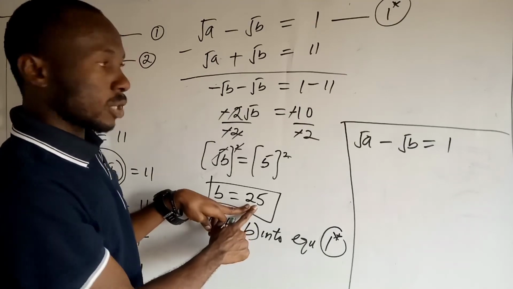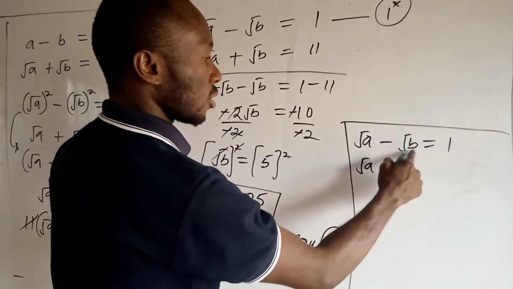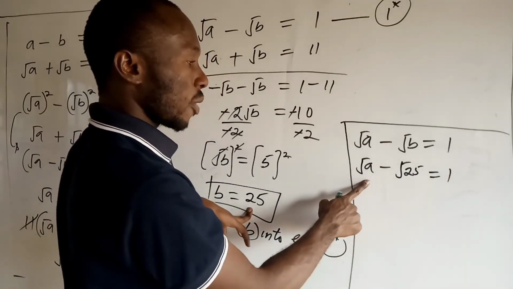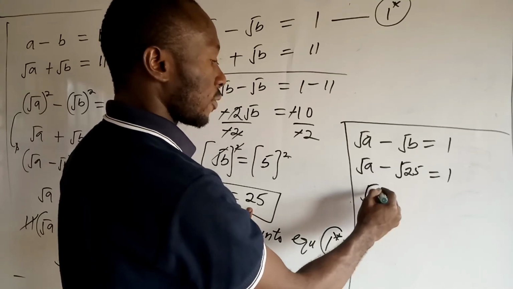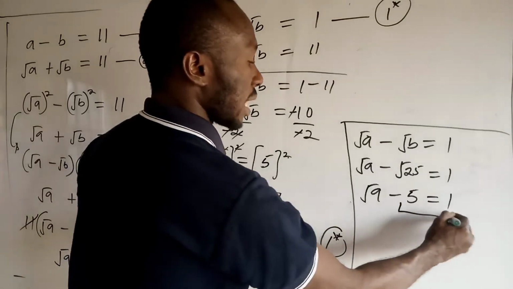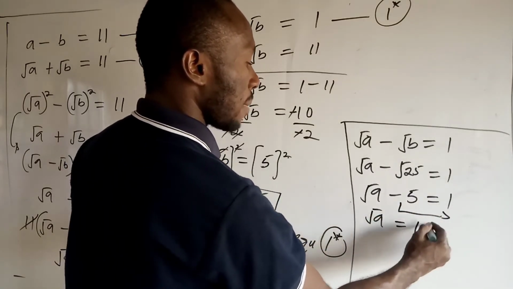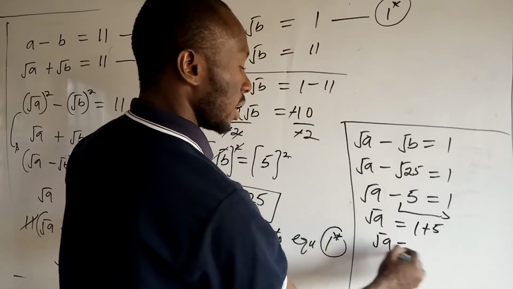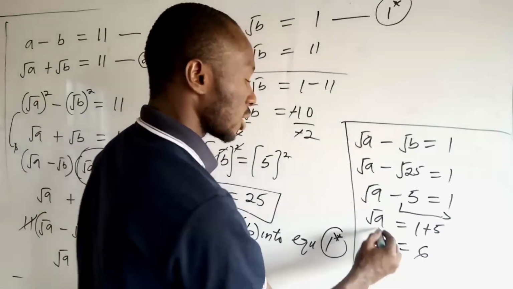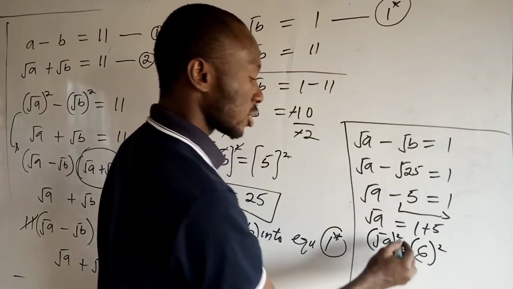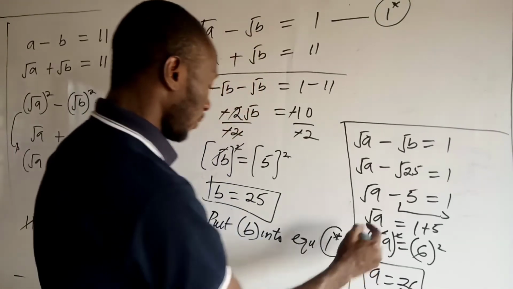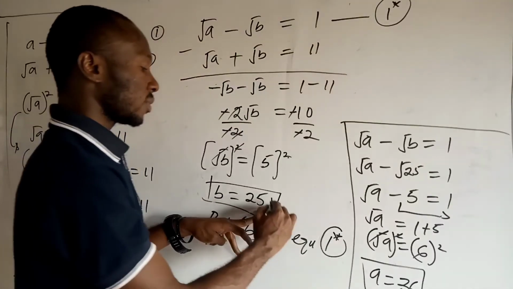B is now 25, so I have root A minus the square root of 25 equal to 1. So what is the square root of 25? It is 5. So root A minus 5 equal to 1. And of course, I'll take this to the other side, so I have square root of A is equal to 1 plus 5, and that will give me square root of A is equal to 6. So for me to get the value of A, I will square both sides. The square will take away the root, so A is equal to 36. So the value of A is 36 and the value of B is 25.